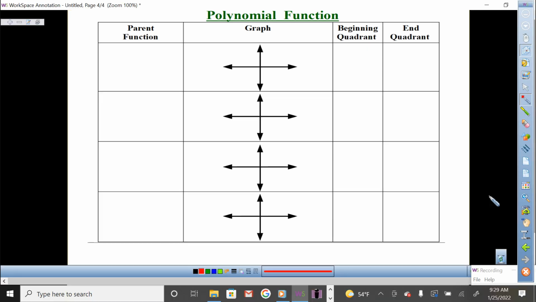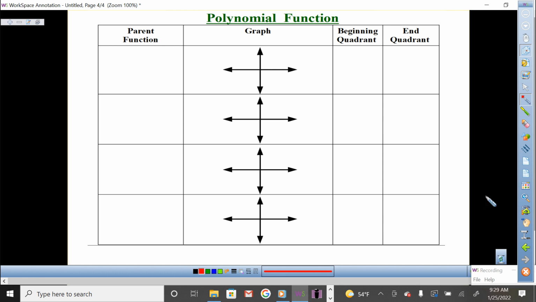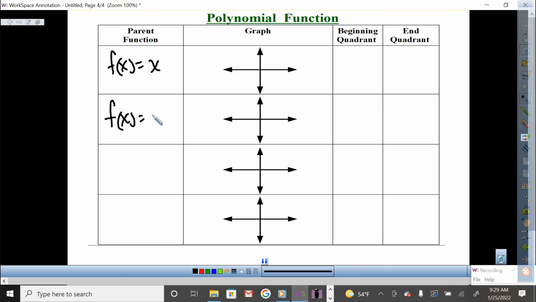So far this school year we've been working with 3 parent functions. The first one, f of x equals x, copy that. The second one, f of x equals x to the second power. The third one, f of x equals x to the third power. Is that correct? And that's been our bread and butter all year. That's what we've been using for transformations. And I just want to make sure we got this solid up to now.